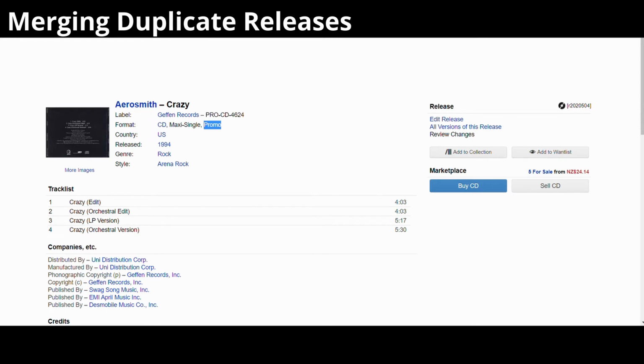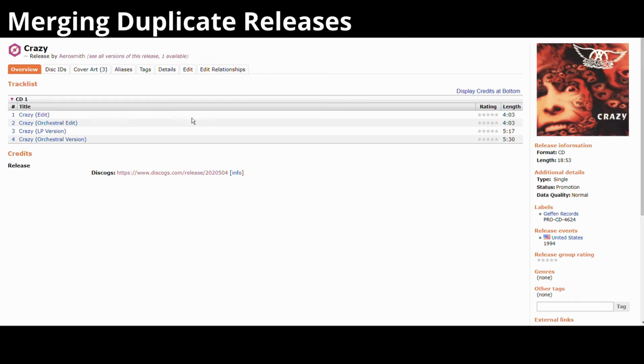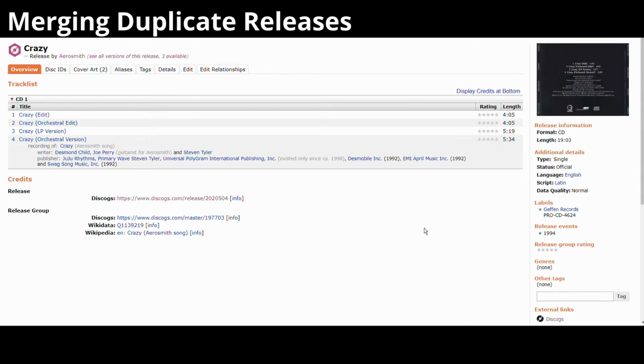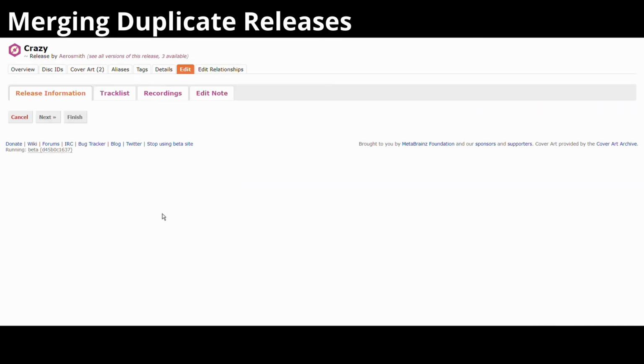When merging releases, you should choose one release to become the destination release. The destination release should have better or more information than the other releases. And in this case, I chose this release because it had more details on the people who worked on the songs. However, since this release has the incorrect status, I'll have to change it.